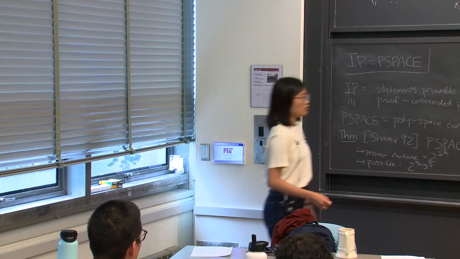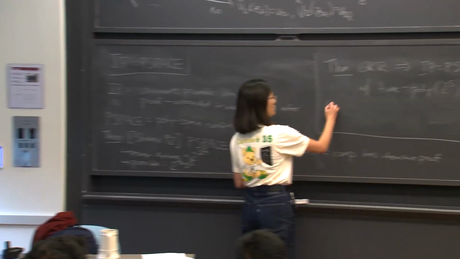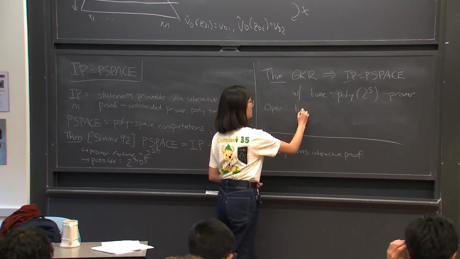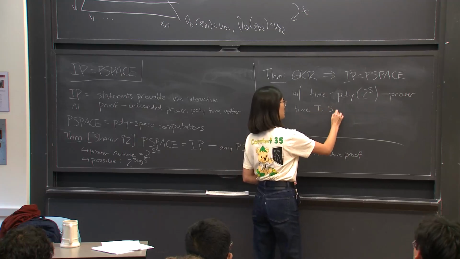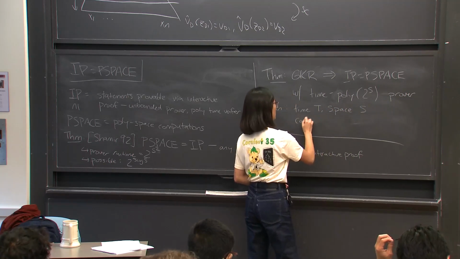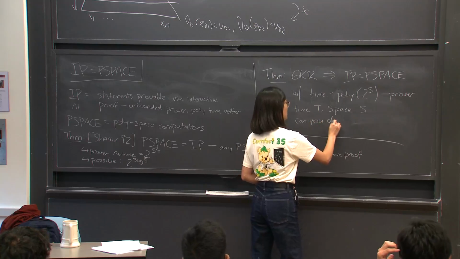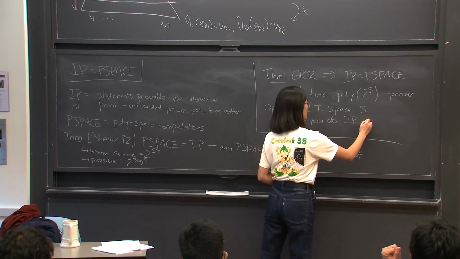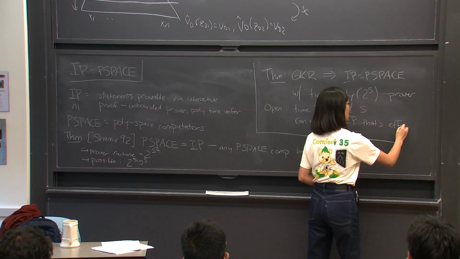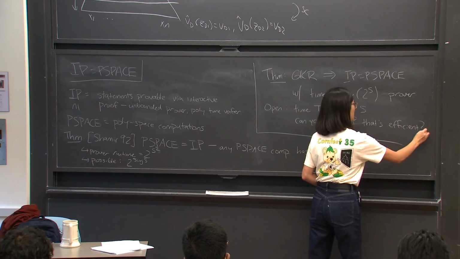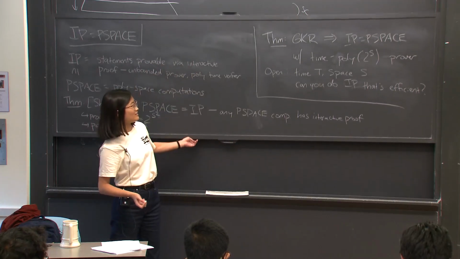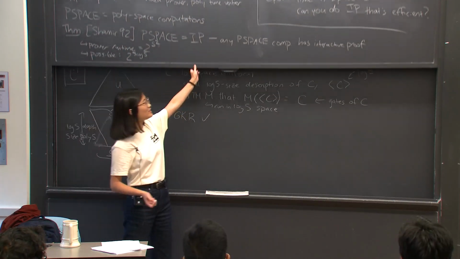And maybe I'll just mention one open question: what about general time t space s computations, where t is not necessarily 2 to the s? Can you do an interactive proof as efficient? I think this is not known. So if you want to think about some proof systems, this is a question you can think about.